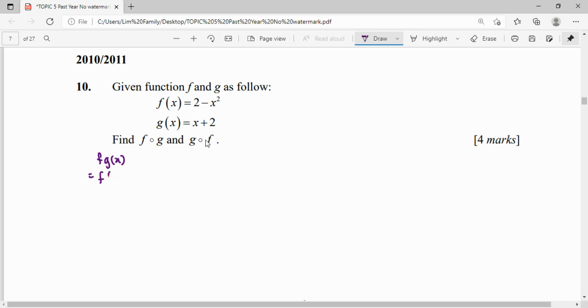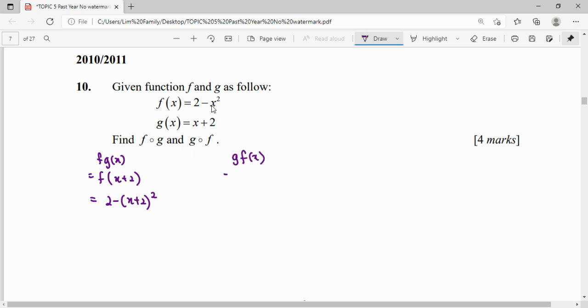We are going to substitute in our g(x), which is x plus 2. And then we will take this x plus 2 and substitute it into f(x). So in this place, we are going to substitute x plus 2. And then we continue.